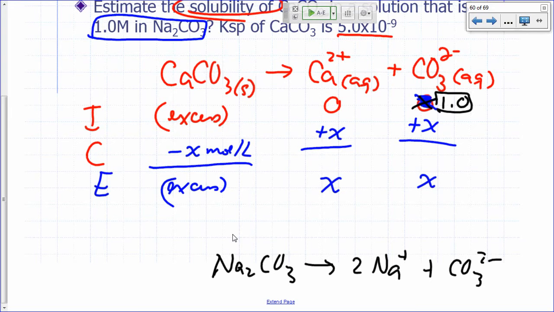So Le Chatelier's principle tells you what? How is this equilibrium affected by putting an extraneous source of carbonate? Shifts which way? To the left. Okay, so you would expect this to be not quite as soluble. Your x would be not quite as much as what you would expect if there wasn't any other source of carbonate. So our final equilibrium concentration here is 1.0 plus x for carbonate, right? So this is going to be 1.0 plus x. So let's solve for x. What do we get?